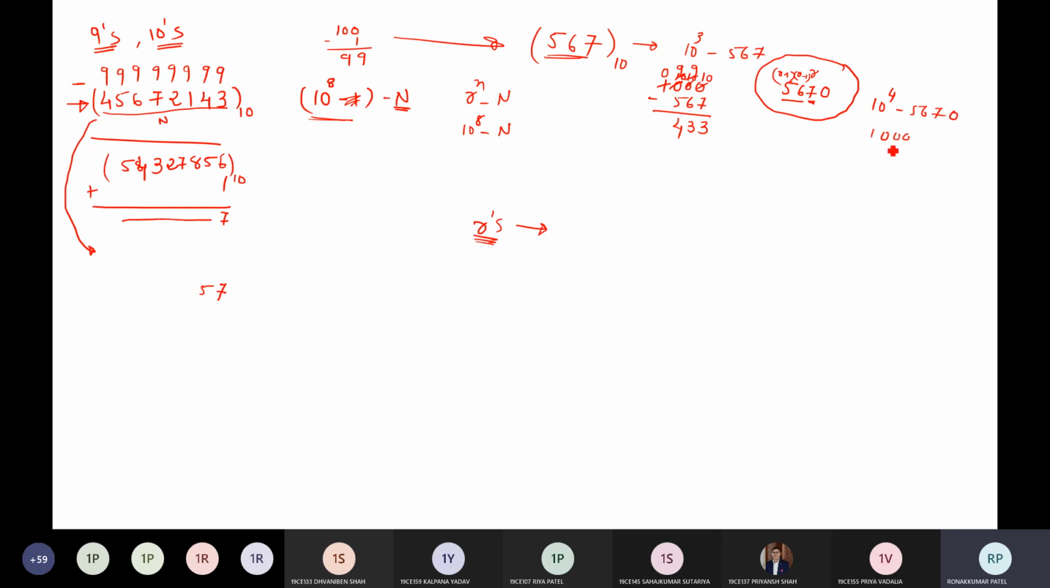So 10000 minus 5670. 0 minus 0 is 0. 0 minus 7 is not possible, so in that case we will take borrow. And here we have 10 minus 7 is 3, 3, and 4. So in general, the shortcut method for R's complement: from the LSB, or the right-hand side, the first non-zero value you subtract from R, and the rest from R minus 1. However many zeros are there, keep zero as it is. First non-zero value from R, and the remaining from R minus 1.